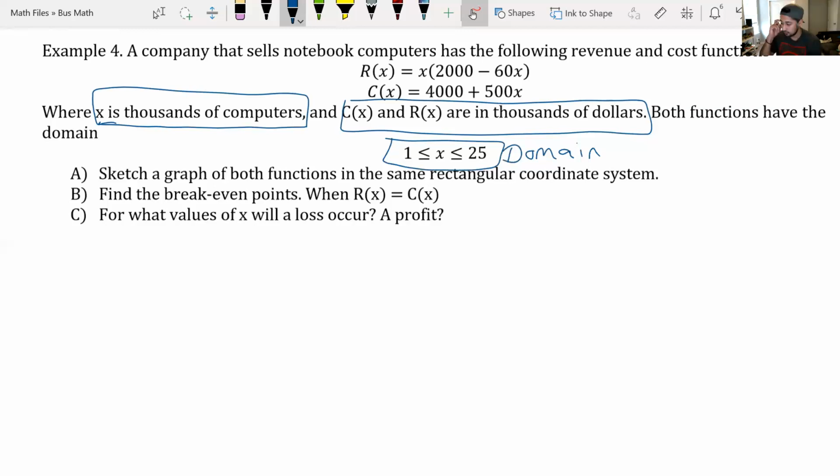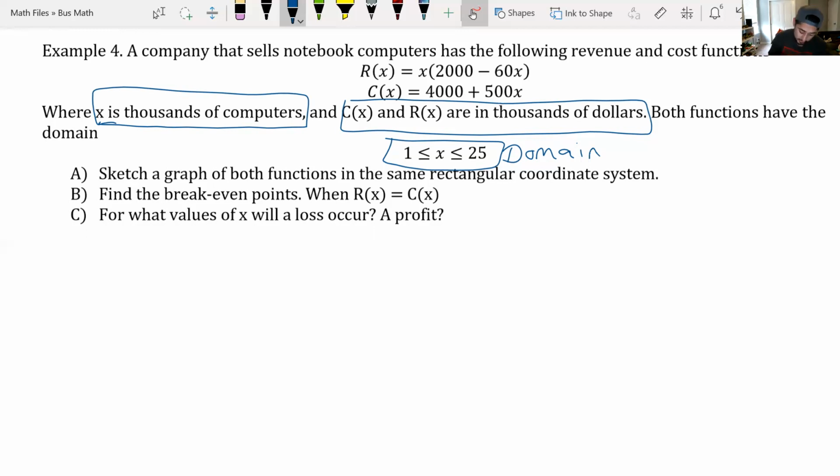All right, cool. So let me see something. I'm gonna write these down. R of x equals x times (2,000 minus 60x). C of x equals 4,000 plus 500x.